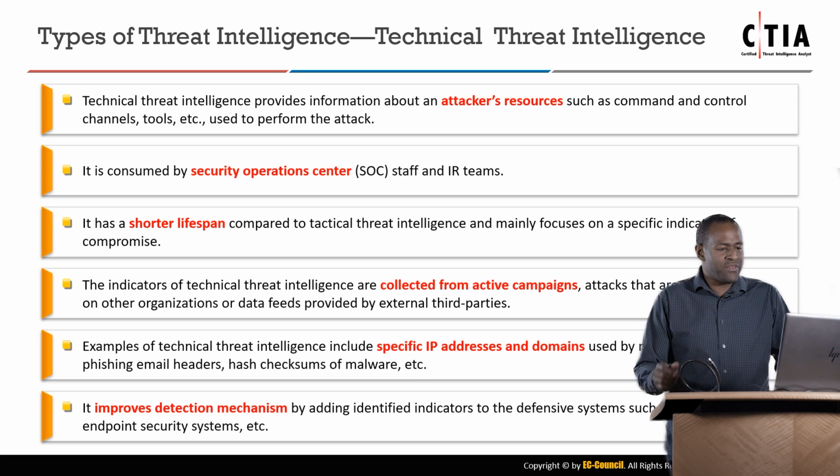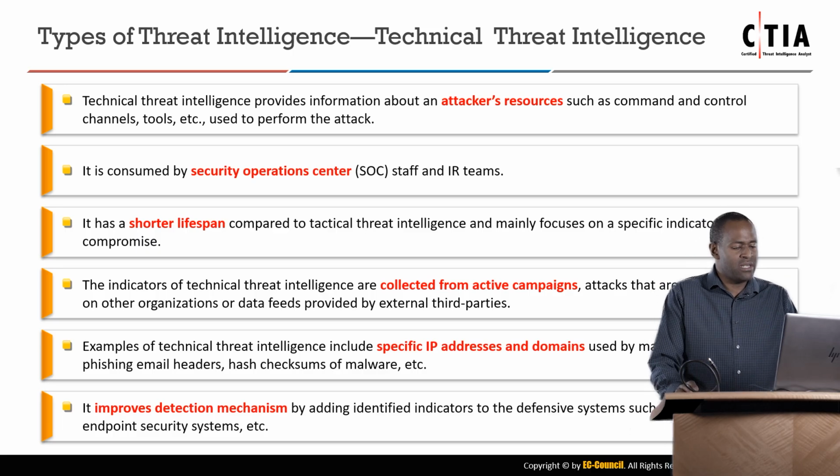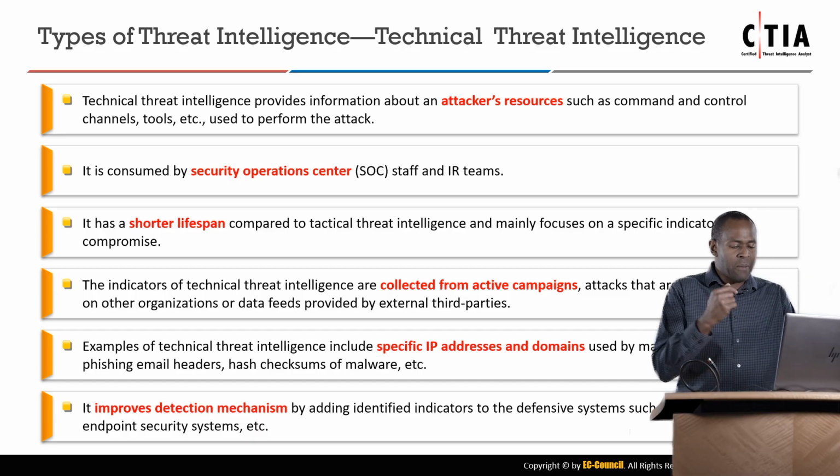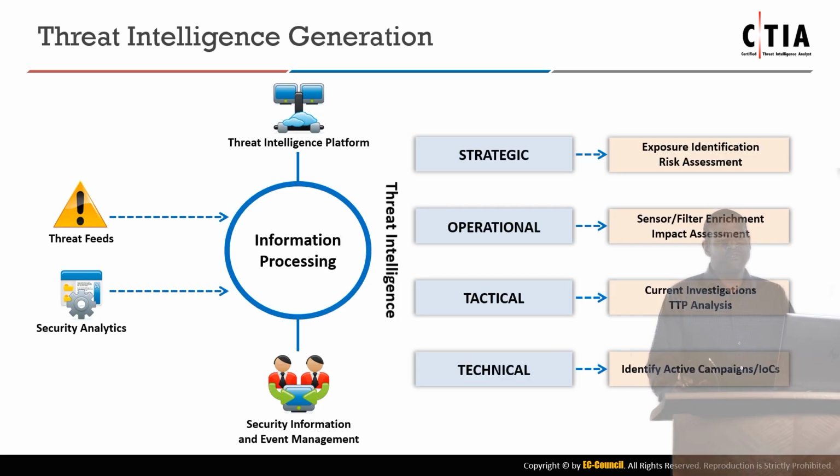Right? So with technical threat intelligence, we're looking at specific information, hash checksums, malware. We're looking at IP addresses and domains. And what it does is it improves detection mechanisms by adding identified indicators to the defensive systems like IDS, IPS, firewalls, endpoints, etc. So with that technical threat intelligence, we are updating our firewalls and endpoint security on the fly.